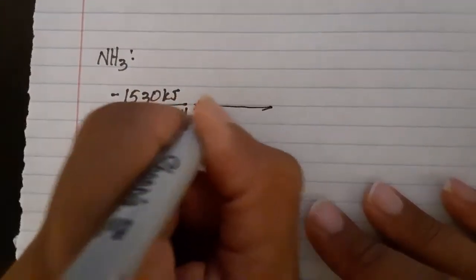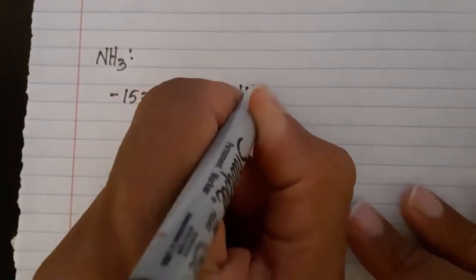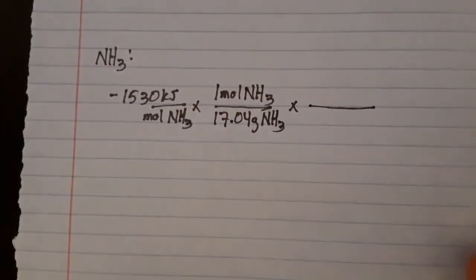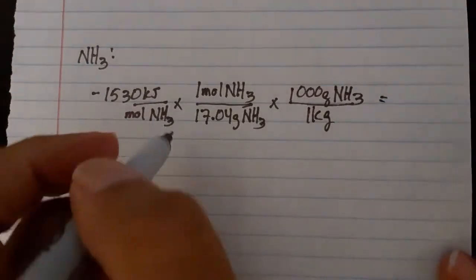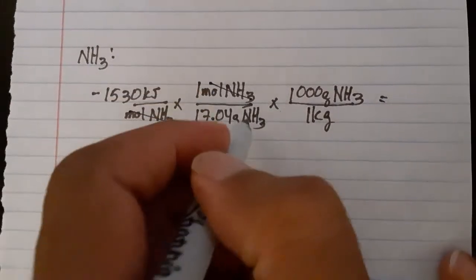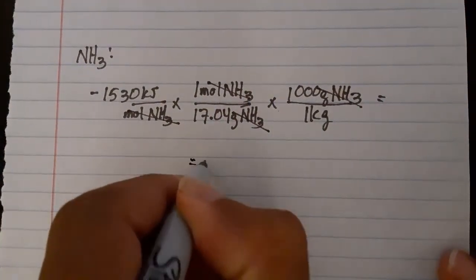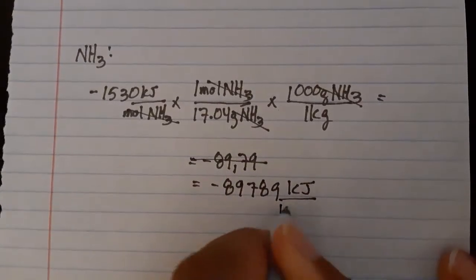Ammonia, if you remember, we calculated about minus 1530 kilojoules per mole of NH3. We know that for every 1 mole of NH3, based on the atomic weights in the periodic table, there's 17.04 grams of NH3. Let's use the kilogram to gram conversion factor. It's 1,000 grams in 1 kilogram. And like before, the moles of NH3 cancel with the moles, the grams cancel with the grams. And doing that on our calculator, I'm getting minus 89,789 kilojoules per kilogram of NH3.